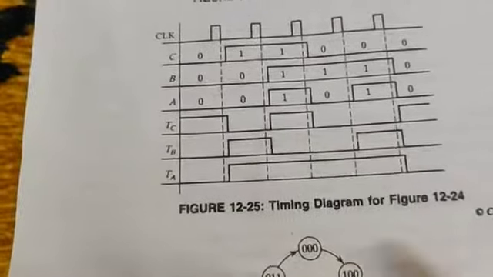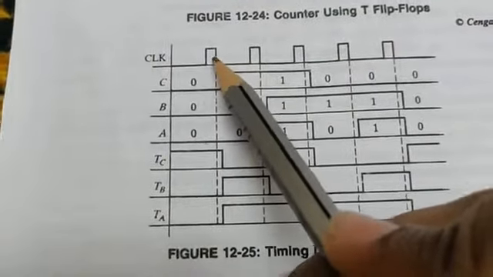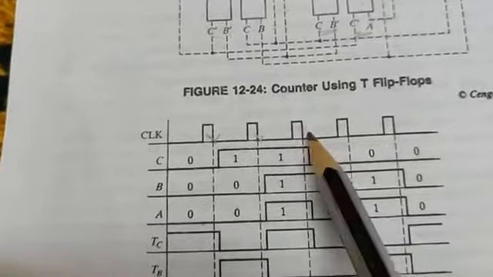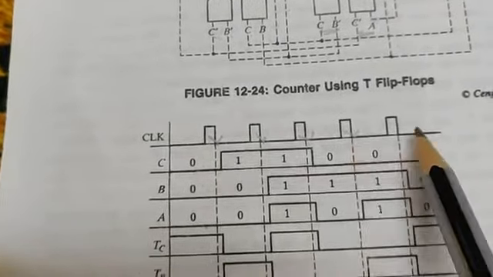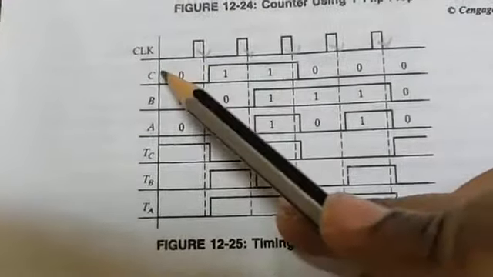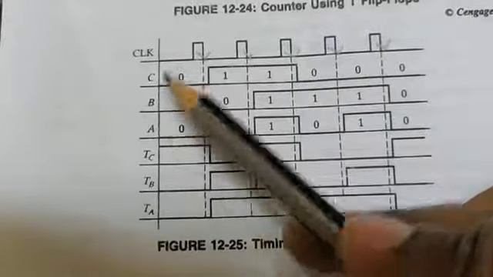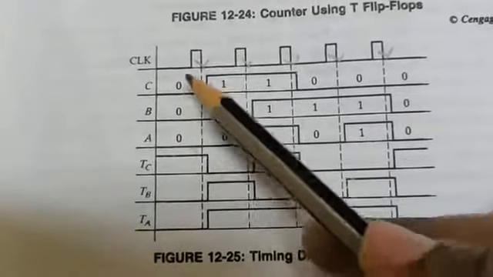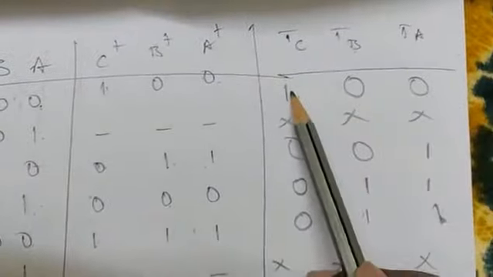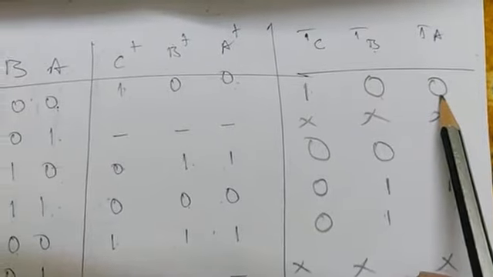If this is the clock pulse, it works on the negative edge trigger because look here, there is a bubble, so negative edge trigger. We need to concentrate on the falling edge. This is CBA, it's not C plus B plus A. CBA means the present state. When all are in present state 0, 0, 0, what are TC, TB, TA? Look here. When 0, 0, 0, TC is 1, TB is 0, and TA is 0.